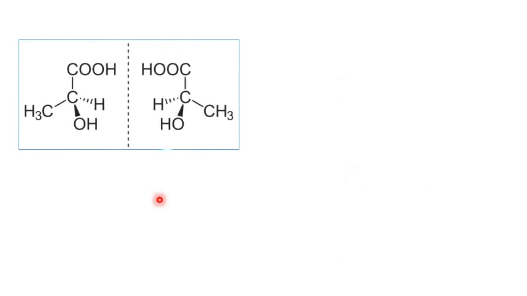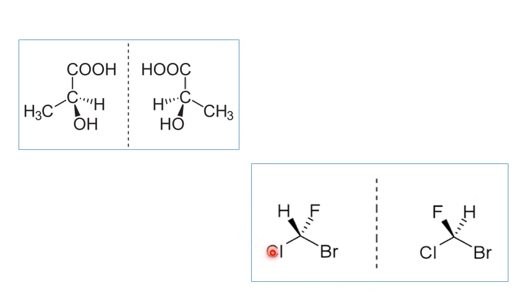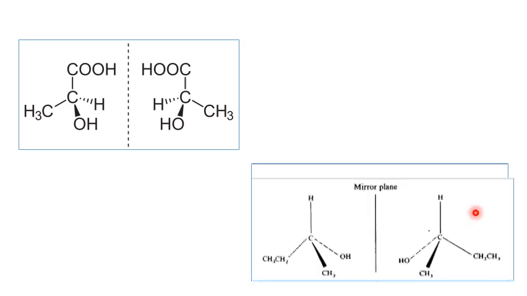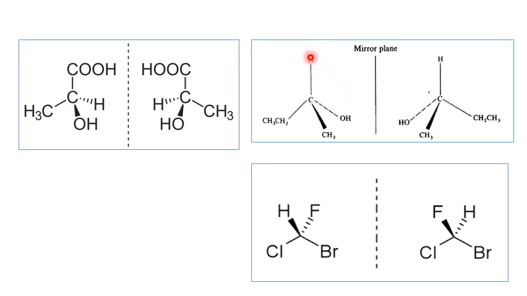This is one example for enantiomers. Here you see COOH and OH in one plane, but CH3 and H are in a different plane, so they are enantiomers. This is another example. Cl and Br, Cl and Br, C in one plane, and H and F are in the opposite. Here it is F and here it is H, so they are in the opposite plane. Another example you see here, CH3 and CH3 are in one plane, but OH and CH2CH3 are in the opposite plane, so they are enantiomers.